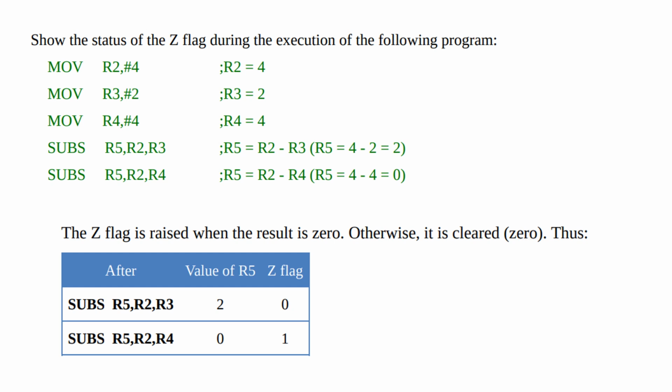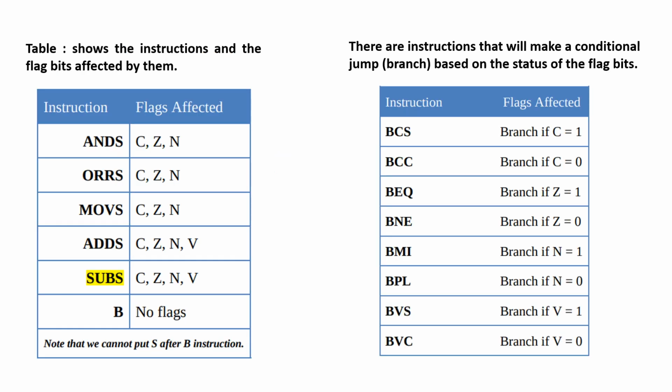Now, when the first instruction, that is this SUBS, is being executed, the value of R5 is 2. Therefore, the Z flag is 0. But when the second instruction arrives, the value of R5 is 0. Therefore, the Z flag becomes 1. Yes, I hope it's very clear to you. If you have any questions, you can ask in the comment section.